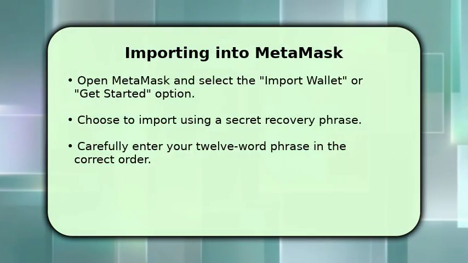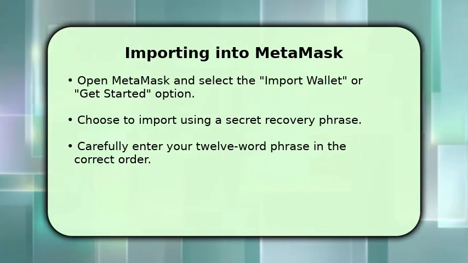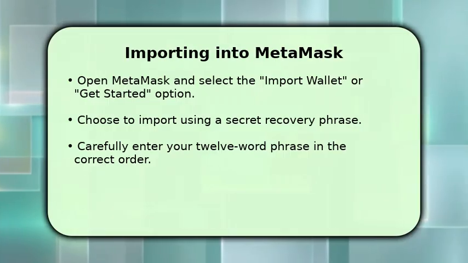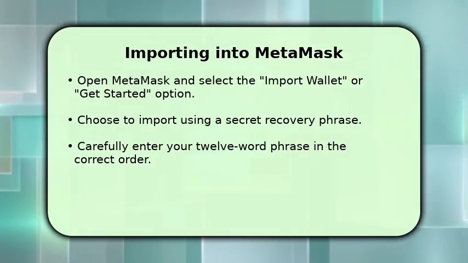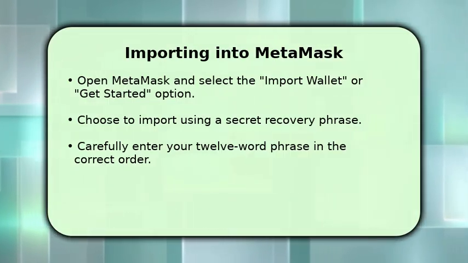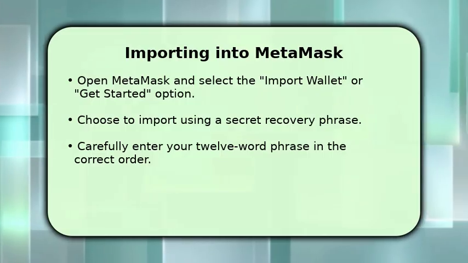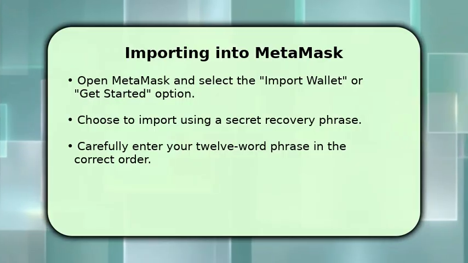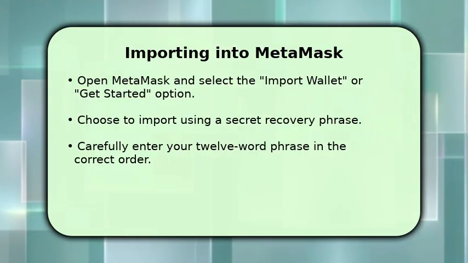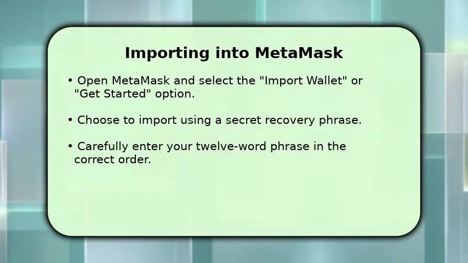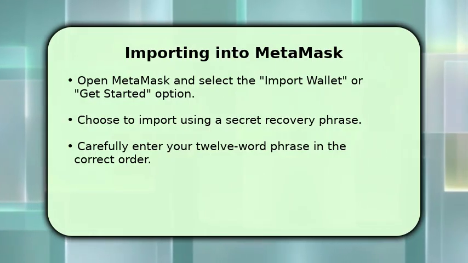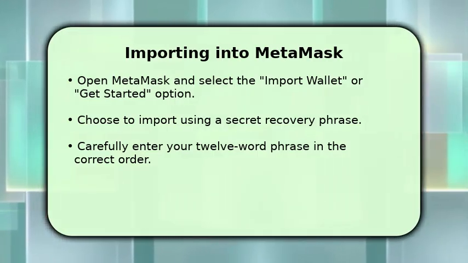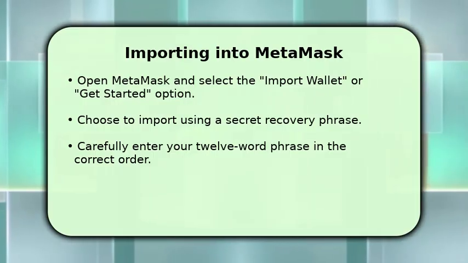Now open your MetaMask application or browser extension. If you are setting up MetaMask for the first time, select Import Wallet or Get Started. If you already have an account, you can add a new one by clicking your account icon and selecting Import Account. Choose the option to import using a secret recovery phrase. Carefully type or paste your 12-word phrase in the exact order. Finally, create a new, robust password for your MetaMask wallet to secure your newly imported assets.